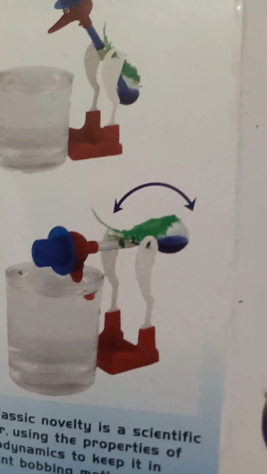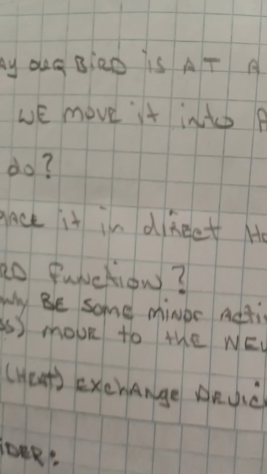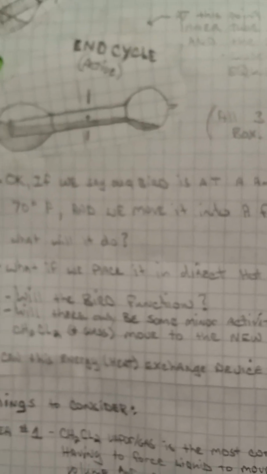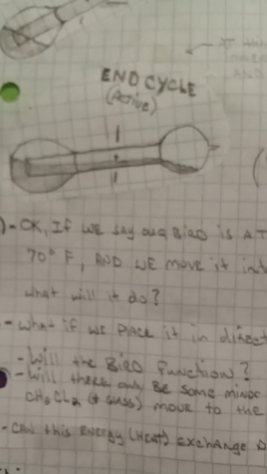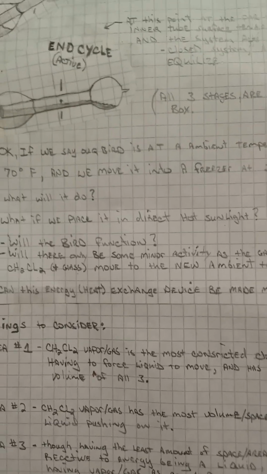Physically. Now, number 1. Okay, if we say our bird is at an ambient temperature of 70 degrees Fahrenheit, and we move it into a freezer at 30 degrees Fahrenheit, what will it do? 2. What if we place this bird in direct hot sunlight?